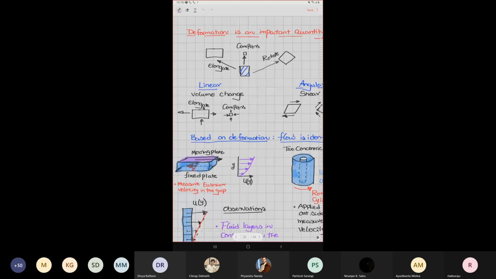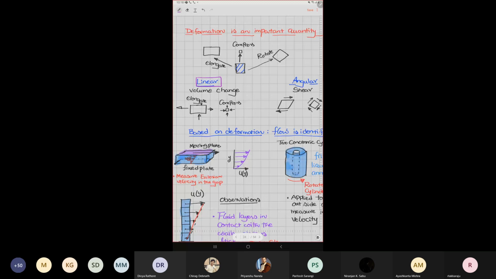linear deformation. The second thing is angular deformation. Linear deformation means basically how volumes really change. Angular deformation is something to do with rotation or shear. So volume change means it might be elongation or compression.